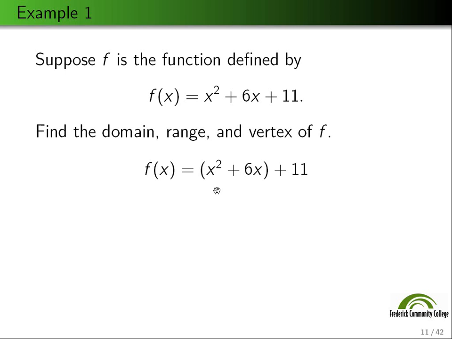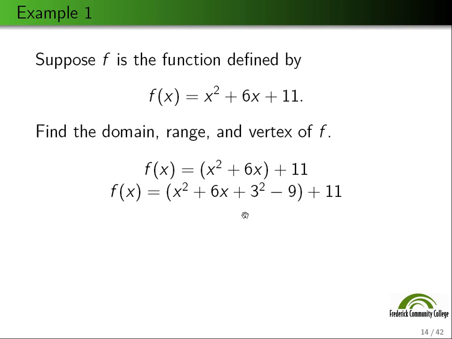So look at this part of my function, x squared plus 6x. I'm going to complete the square on it. What I do is take half of my coefficient of x, square it, and add it. And since I added 9, to keep my equality I have to subtract 9. Thus I did nothing. I added 9 and subtracted 9, so I did nothing.